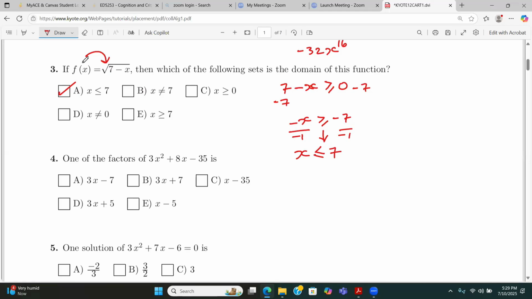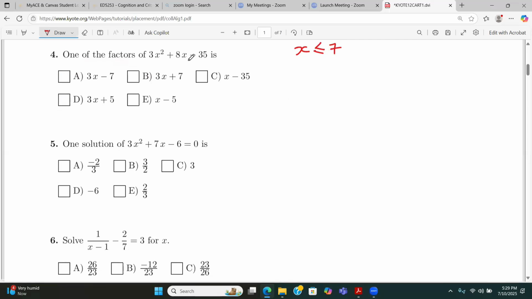It says, one of the factors of 3x squared plus 8x minus 35 is what? So for this one, we're going to try to factorize this. So my A is 3, my B is equal to 8, and my C is equal to negative 35. So I'm going to find AC, which means 3 times negative 35. This is going to give me negative 105.